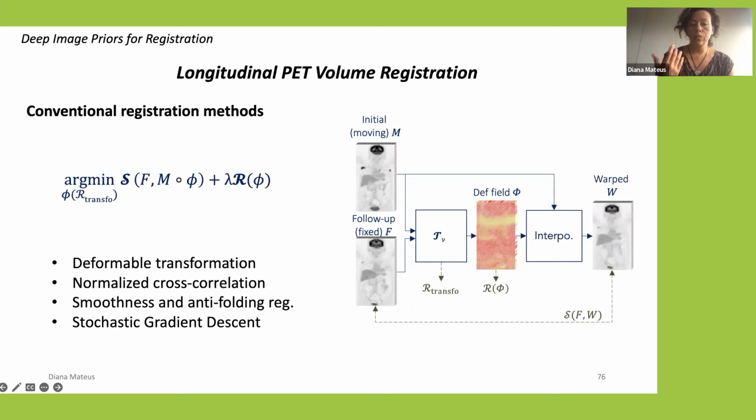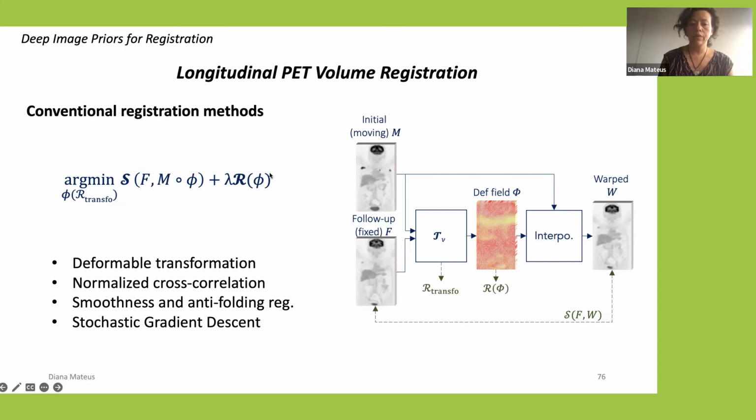And you are going to optimize the parameters of this deformation field. You can model this deformation field either as a fully deformable field, or you can use a transformation. And to find it, you're going to minimize a cost function that is usually a similarity between how the warped image looks with respect to the fixed image. You want this to be as close as possible.